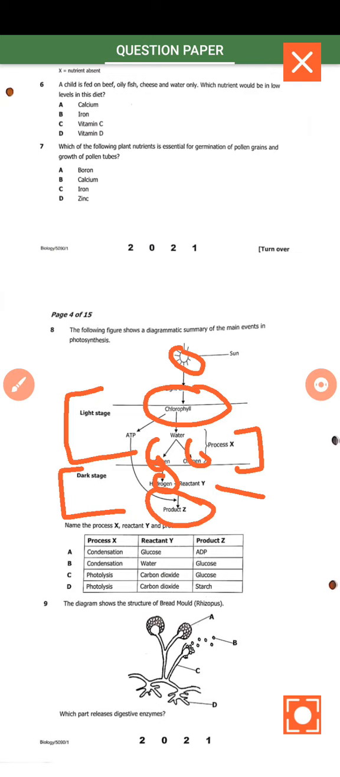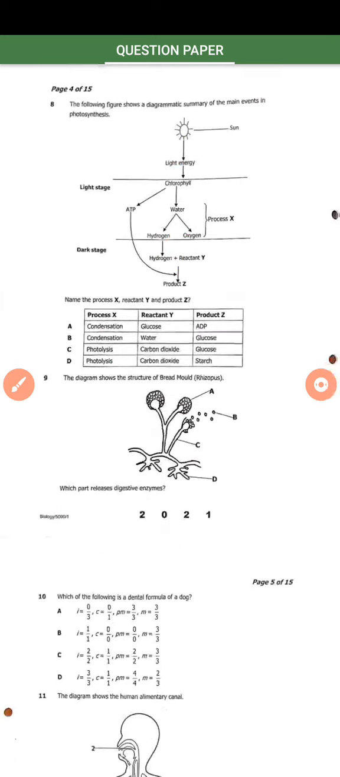Okay, so let's see which answer is correct. You can see that C is correct because the process X is photolysis and the reactant Y is carbon dioxide. Then what is produced is glucose. Remember that photosynthesis produces glucose and not starch. Starch is just a storage form of glucose. So that is what makes the answer D wrong and C correct. Okay, so we continue the journey.